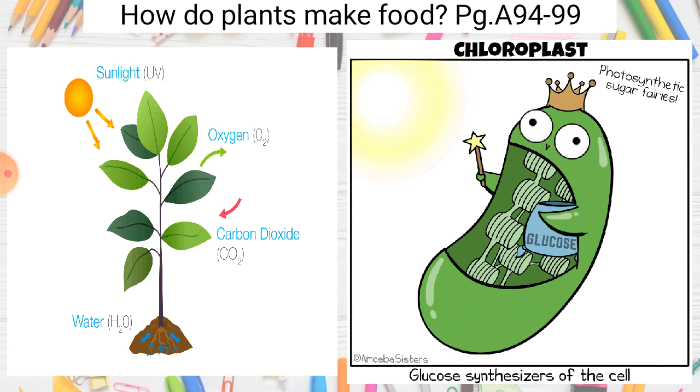As an extra, one residual from this process is a special gas that we need to live. That gas is called oxygen. Without plants, we cannot live because they are the only ones that produce oxygen.